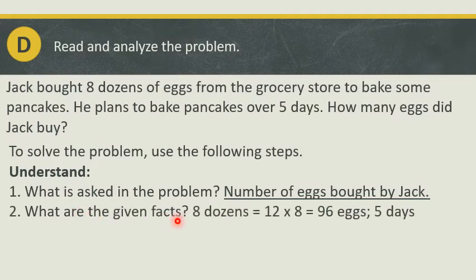Then, what are the given facts? Ano ba ang given dito? We have 8 dozens of eggs at saka 5 days. 8 dosena. Ang dosena, ibig sabihin nun ay 12. So, 12 times 8, 96 eggs yung binili ni Jack.